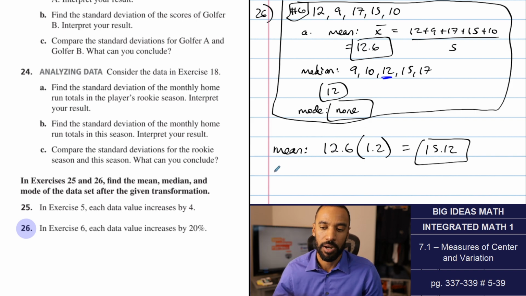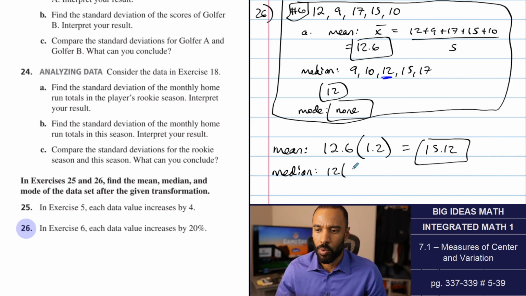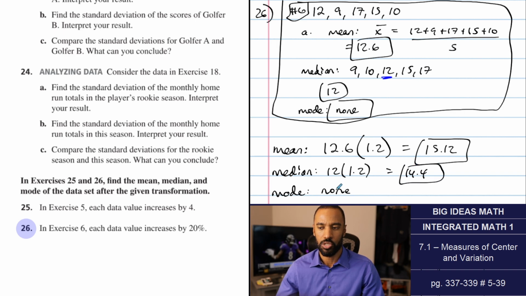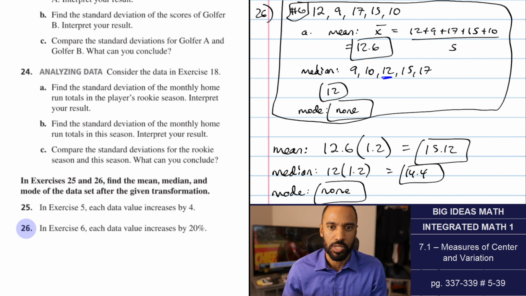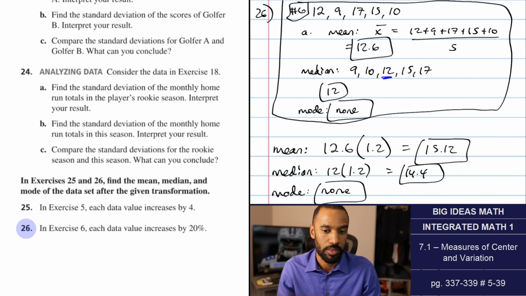There are only 5 of them, but I'd have to recalculate them, and I don't want to do that. Median. Really, I shouldn't have to. Median, 12 times 1.2. Yeah, 14.4. So 12 times 1.2 is 14.4. Mode, there's going to be no change. There's still none. You can't multiply none by 1.2 because there's no change in frequency, right? If there was, whatever the mode was, you'd multiply by 1.2. If there isn't one, there's not going to be one now.